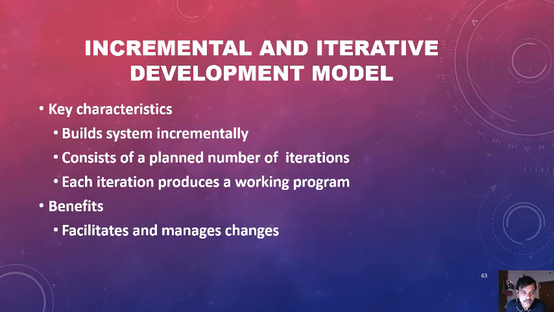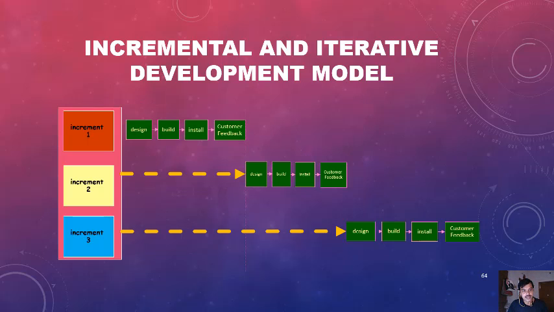So you have to build your system day by day, incrementally. At first, the core of the system will be developed, then some more functionality will be added, then some more, and in this way the whole software system will be developed. Each development process is called an iteration, and it goes like a single classical waterfall model. In the first increment, the phases of the waterfall model, design, build, install, and customer feedback, will be taken. On the basis of customer feedback, changes will be made. If the changes are necessary, then it will go into the next increment.